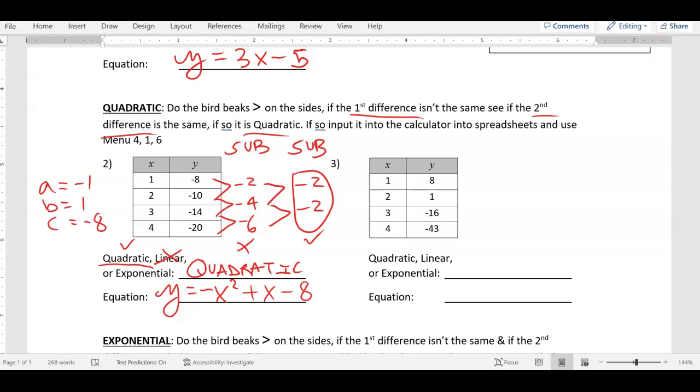Okay. So I'm going to give you 1 minute. I want you to try number 3. Let's see if you can do it in 1 minute, just like the number 2. So try number 3. See if you can find the first difference. If that's the same, if not, do the second difference.